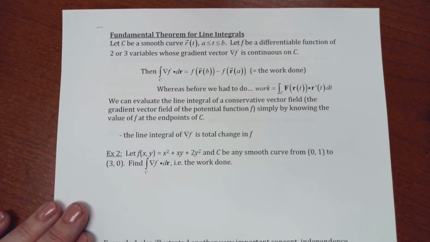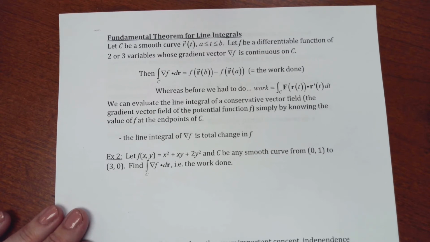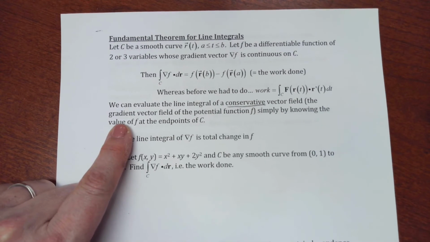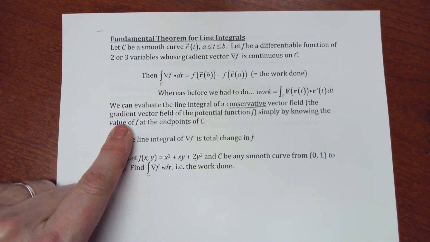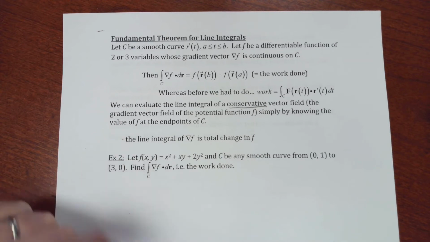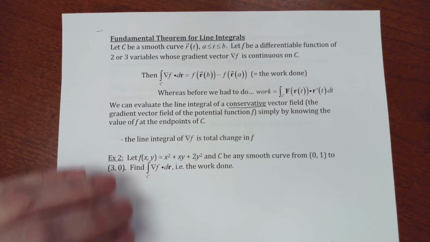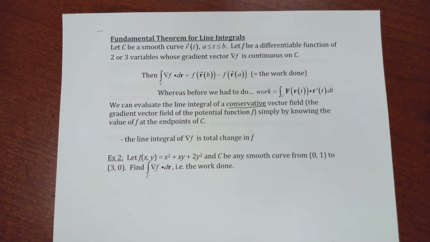All right, so we can evaluate the line integral of a conservative vector field. Remember, conservative means that the thing you're given is already the derivative of something that came before it that you can find, right? So it's the gradient vector field of the potential function, and that thing is called the potential function, the thing that came before your conservative vector field. We can evaluate it simply by knowing the value of the function at its endpoints. So the line integral of del f is a total change in the function.